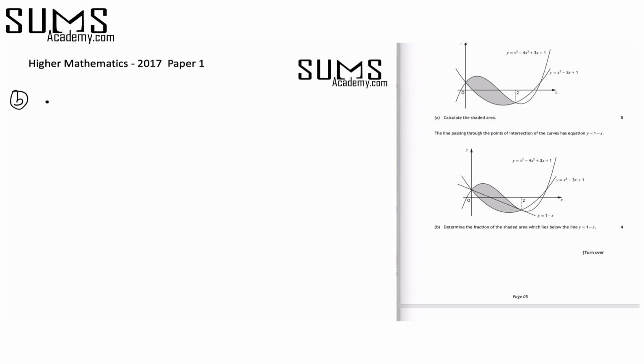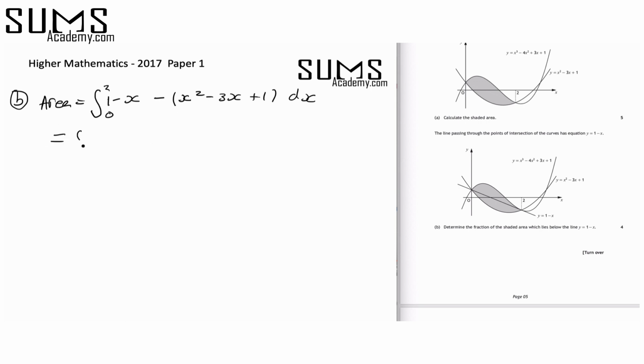Okay, so it's the same as before, equals, but instead of the top line it is now going to be y equals 1 minus x. So this now becomes the integral of (1 minus x) minus (x squared minus 3x plus 1) dx, with limits 2 and 0 still. Okay, so we now just need to calculate this.